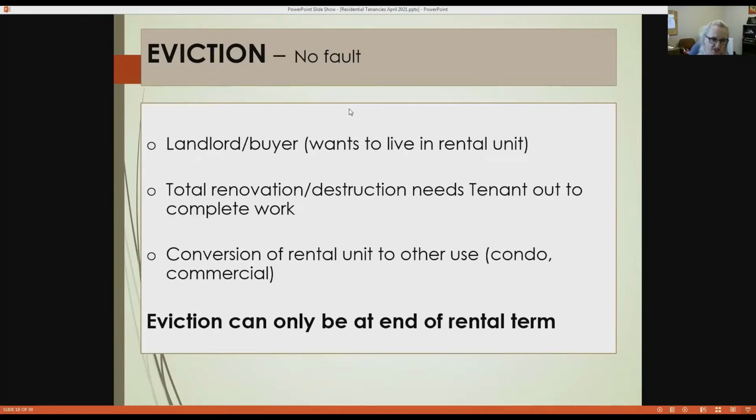No fault eviction is where the tenant hasn't allegedly done anything wrong, but the landlord has a right to reoccupy the unit. So really what we see is landlord's own use. They want to move in, they want their child to move in, or they've sold the unit and the person who's bought the building wants to move in. They need to completely gut the unit because there's repairs and work that needs to be done, or they're converting the unit to another use, either a condominium or maybe commercial use. For these, same thing, eviction has to be at the end of term, and generally the notice periods are a little bit longer.